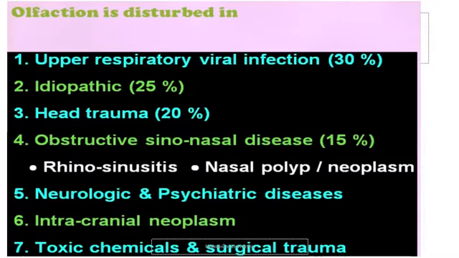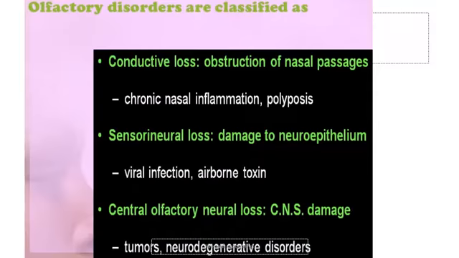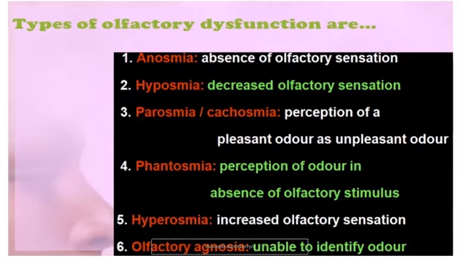The olfaction also sometimes is disturbed. It's disturbed during the upper respiratory viral infection, during the idiopathic, after the head trauma, obstructive sinonasal disease, neurological, psychiatric diseases, intracranial neoplasms, and toxic chemicals. Surgical trauma also can lead to olfactory disturbance. And olfactory disorders are also classified as the conductive, sensorineural, and central neural loss. In this slide, you can see the olfactory dysfunctions.